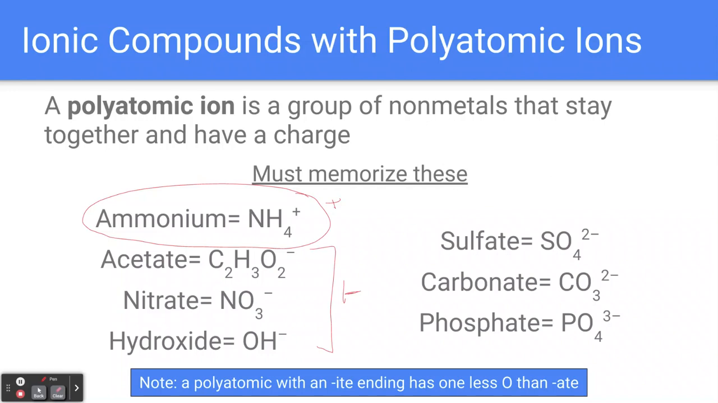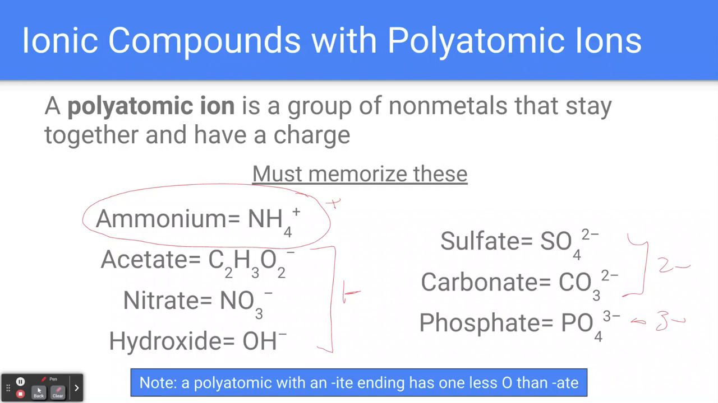Now, we've talked about these a little bit in previous chapters where we called them groups. So we've got like a nitrate group. And so when we go to use these, we have to keep them as a group. These next 2 are our -2 charge, and this is our -3 charge. So you do have to get these memorized.